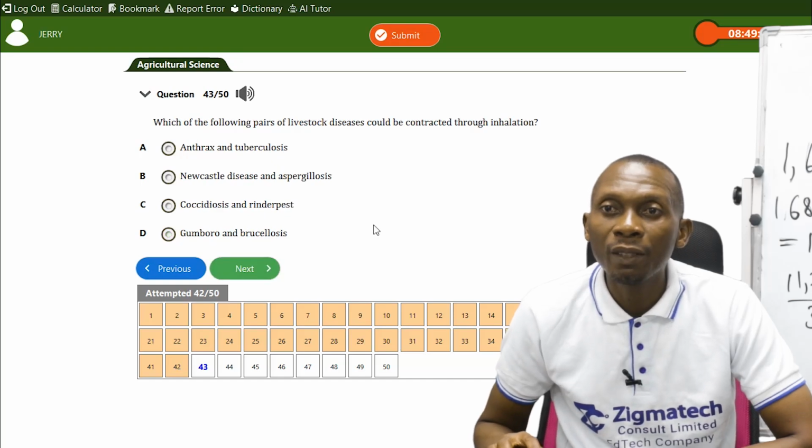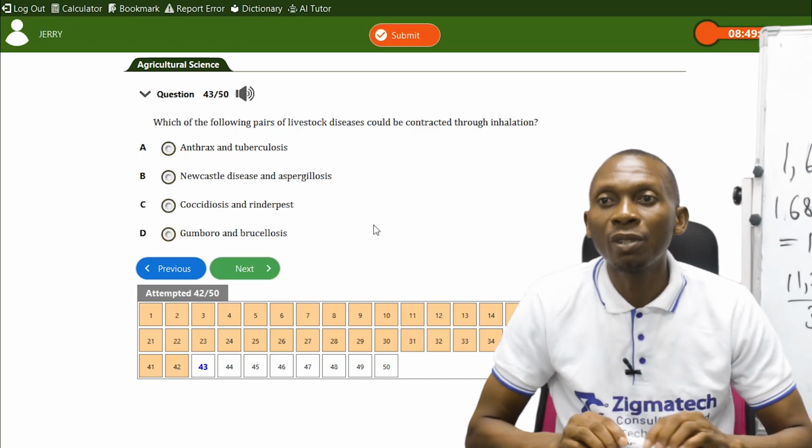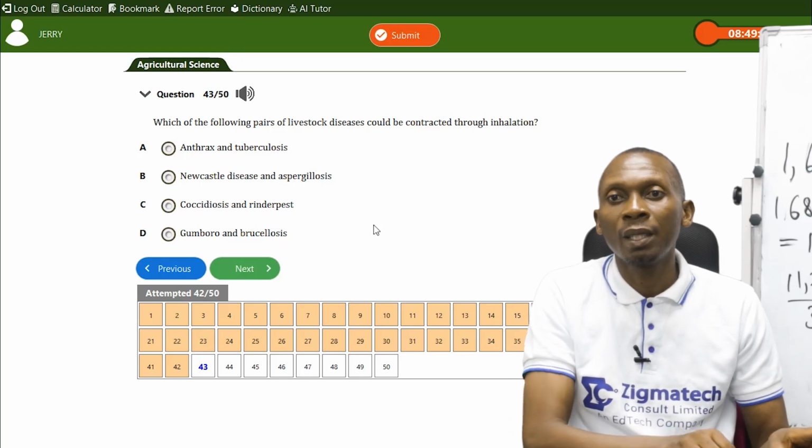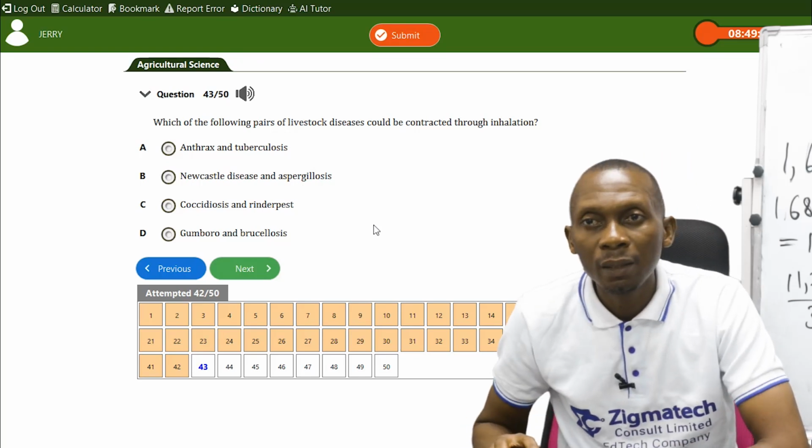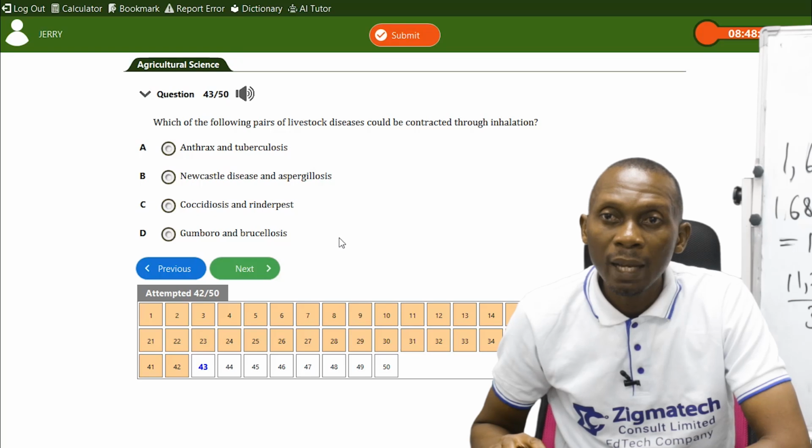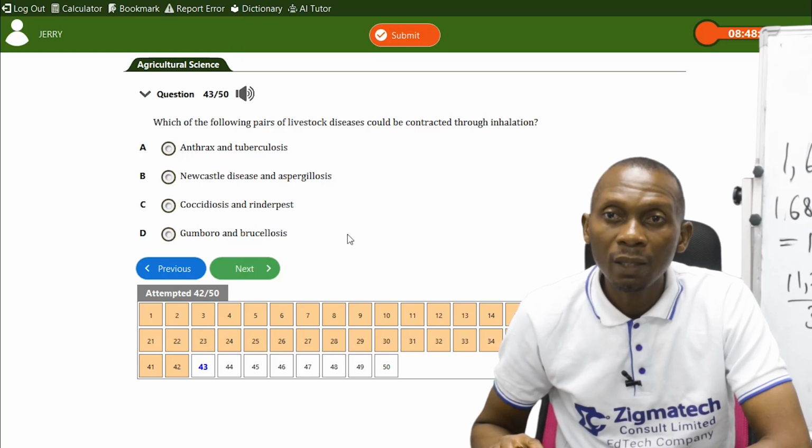Which of the following pairs of livestock disease could be contracted through inhalation? Anthrax, tuberculosis, Newcastle, aspergillosis, coccidiosis, rinderpest, Gumboro, brucellosis. The answer is Newcastle. Sorry, the answer is yes, Newcastle and aspergillosis.